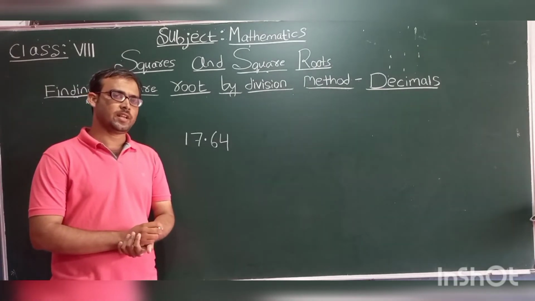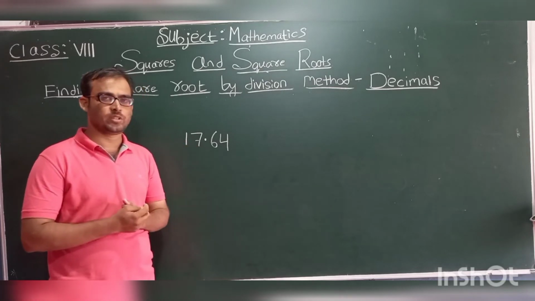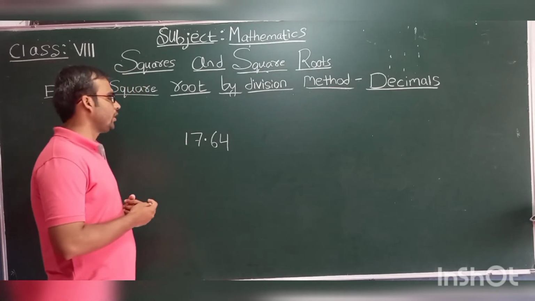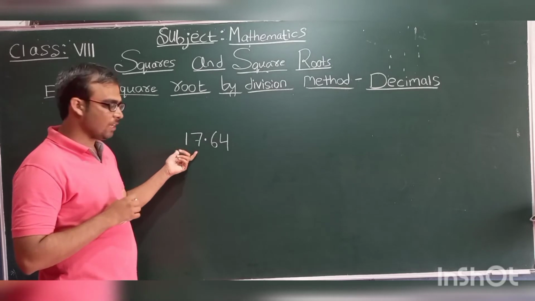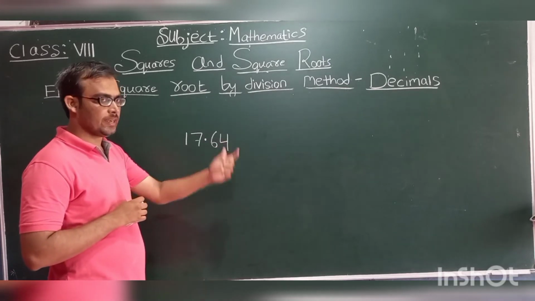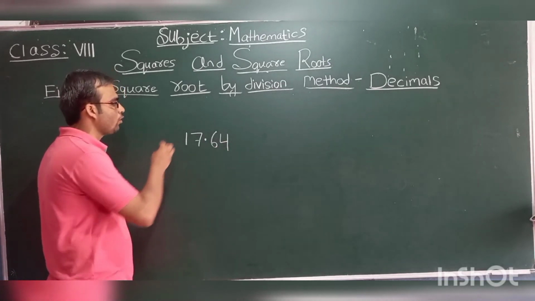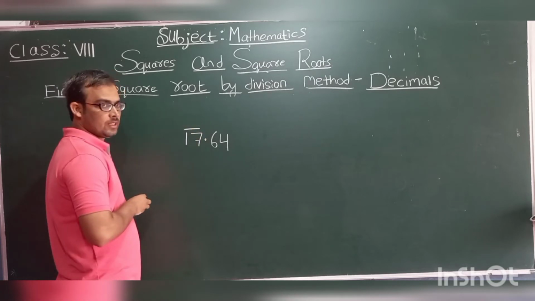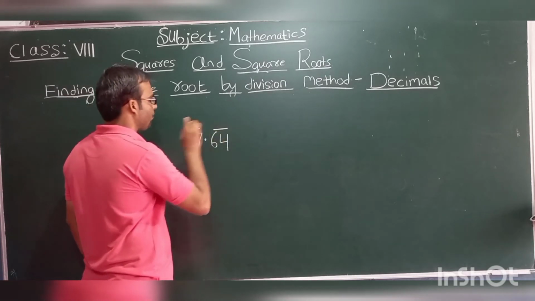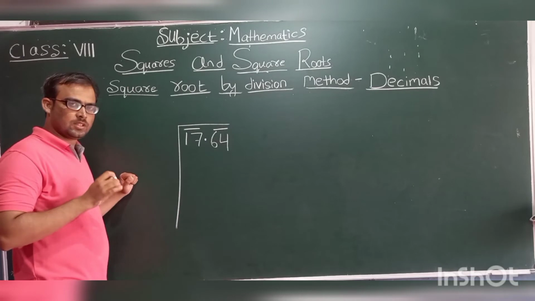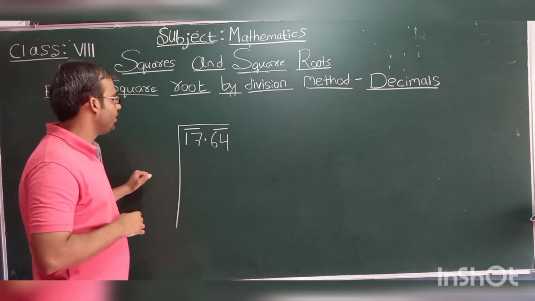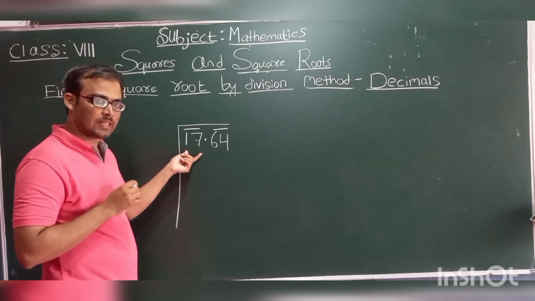Students, now let us find the square root of 17.64 using the division method. Here 17 is the integral part and 64 is the decimal part. As I told you, first we need to pair the integral part, next we need to pair the decimal part. Now students, the steps are similar. First you need to consider this part.